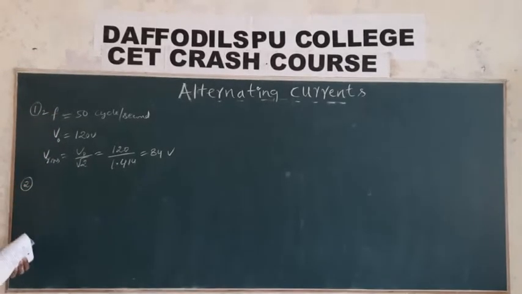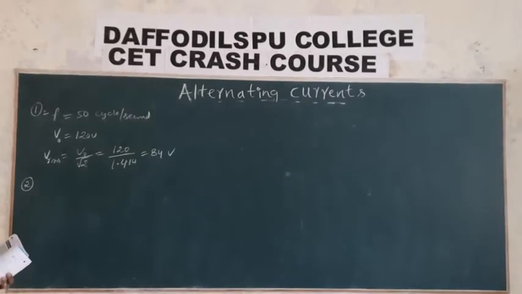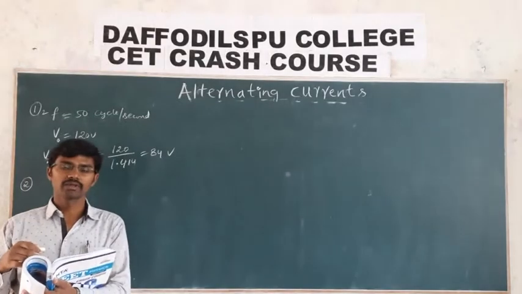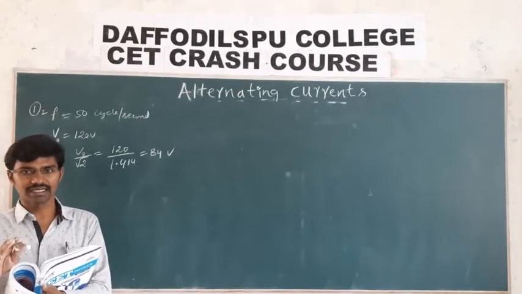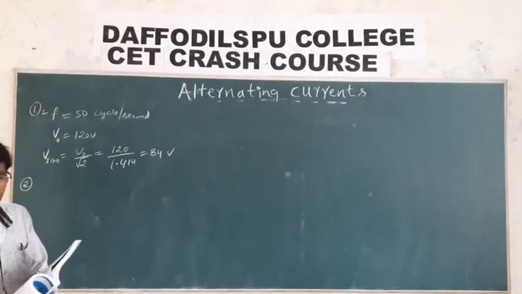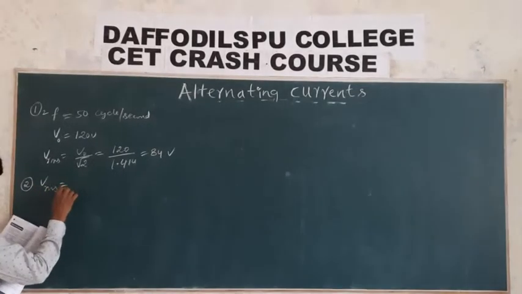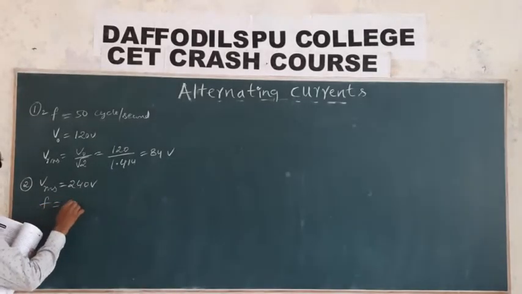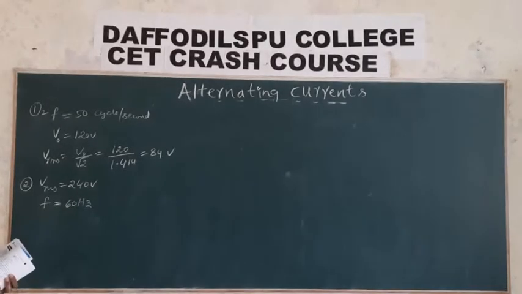Second one, an AC source is 240 volt, 60 Hz. Remember, what is this 240 volt? 240 volt is nothing but RMS voltage. Unless they mention it is peak or RMS, it is taken as RMS. So Vrms is given 240 volt and frequency is given 60 Hz.